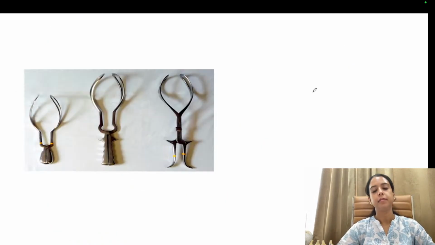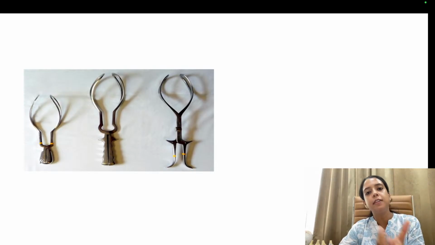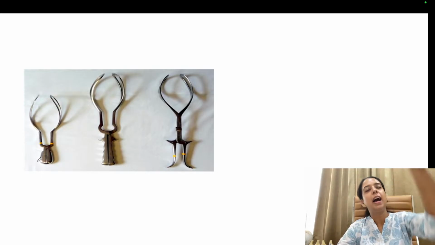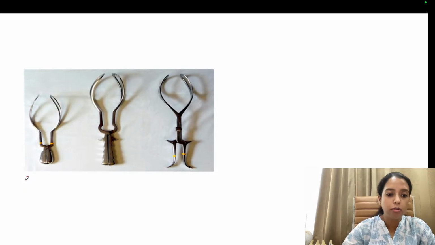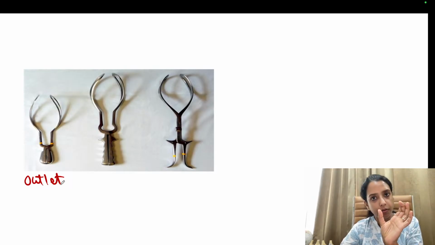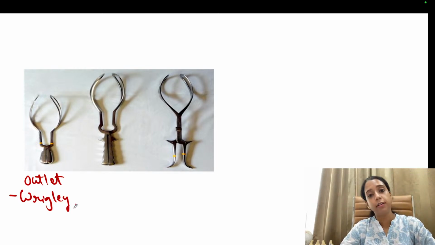Okay? Types of forceps. Can you see this small forceps? Small handle, small shank. So small forceps means to deliver the fetal head which is not very high. If the fetal head is high in the cavity, we can't use a small forceps. So this forceps is used to deliver the baby which is at the outlet. We don't need so much length. So outlet forceps are small forceps. Okay? One outlet forceps is Wrigley's. Wrigley's is the most famous outlet forceps.